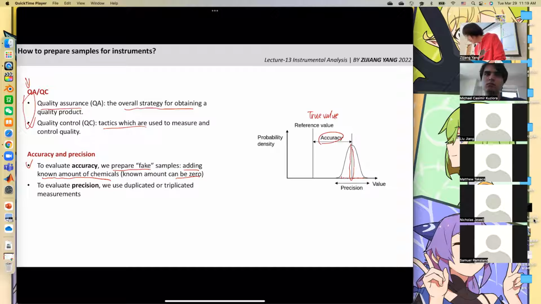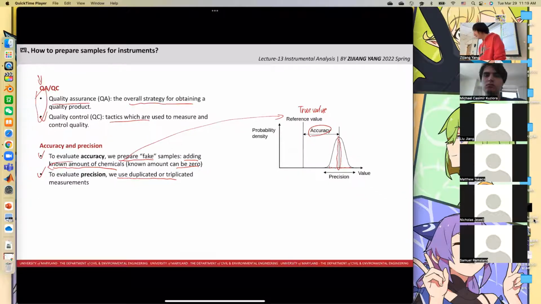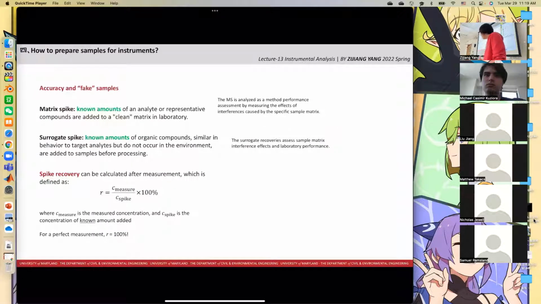And because this is a known amount of chemical which is prepared by us, in this case, we call that the reference value. We do not call this a true value. And to evaluate precision, we can use duplicated or triplicated measurement. This is also a little bit abstract. We can see more detailed explanations, accuracy and fake samples.